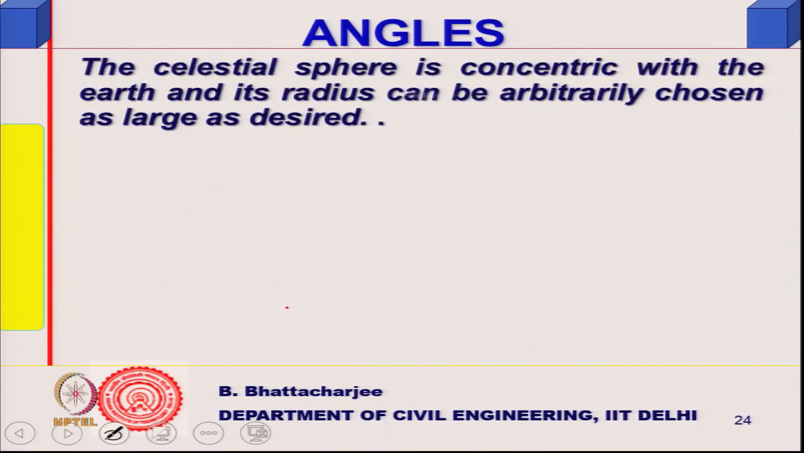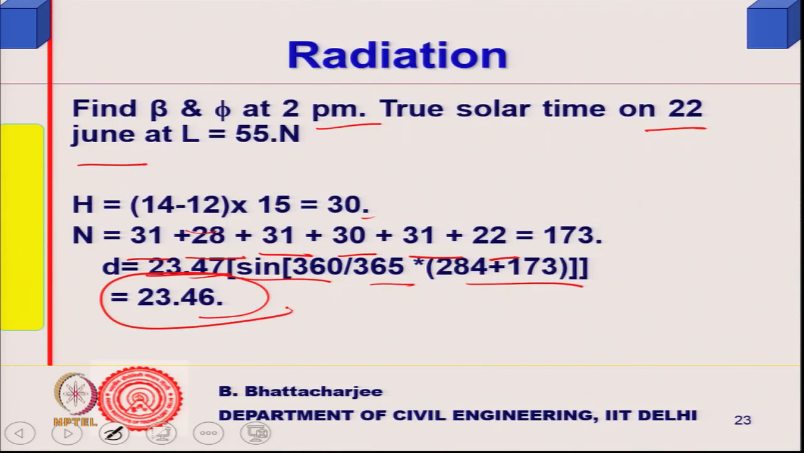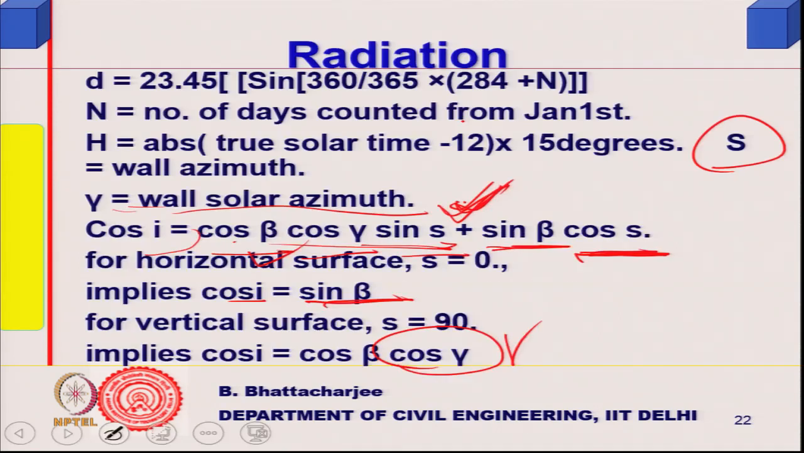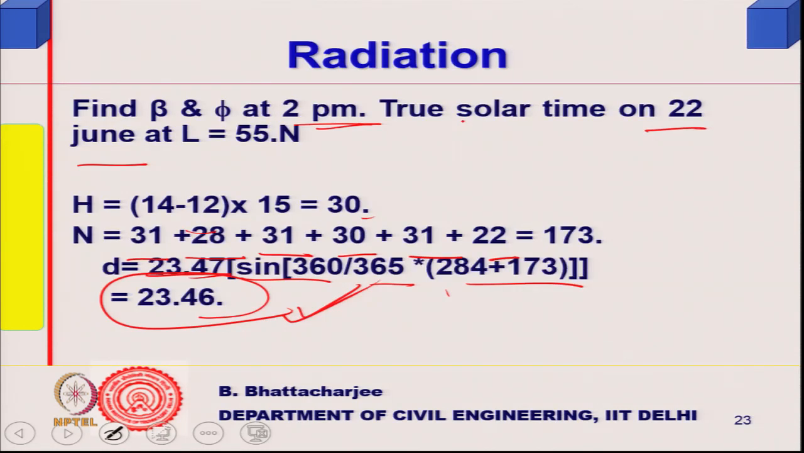So, beta you have found out, and if you find out beta, declination you have found out. Well, if you want to find out at 2 p.m. as it is, you need a more complex formula than the simple formula that I have given you earlier. So, let us look at that a little bit more in detail now.